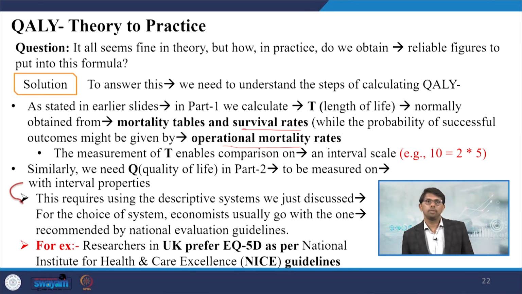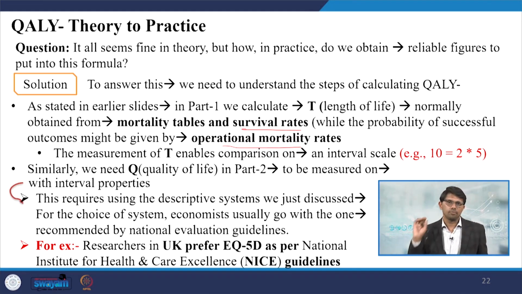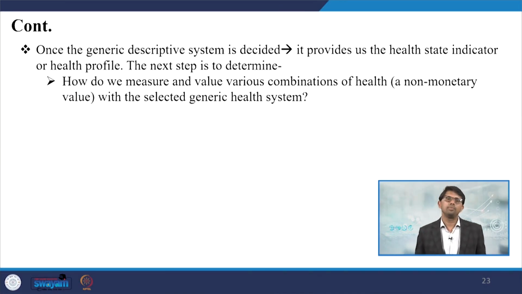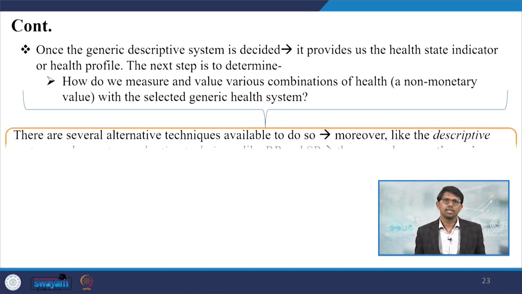Researchers in the UK prefer EQ5D as the most important descriptive system as per their National Institute for Health and Care Excellence, NICE, guidelines. So, you can prefer EQ5D, which has 5 dimensions and 3 levels each. Once the generic descriptive system is decided, this provides us the health state indicator or health profile. Then the next step is to determine how we measure and value various combinations of health, such as the non-monetary values, with the selected generic health system.